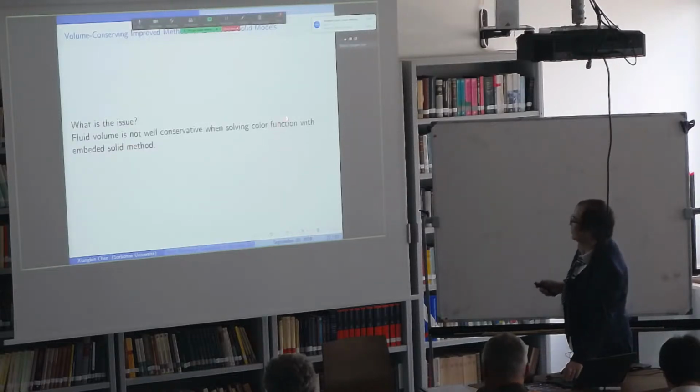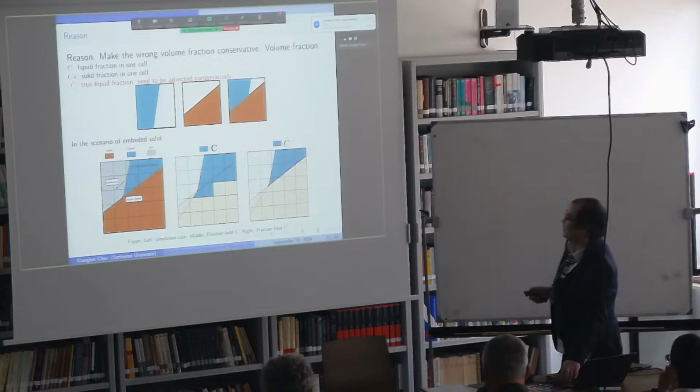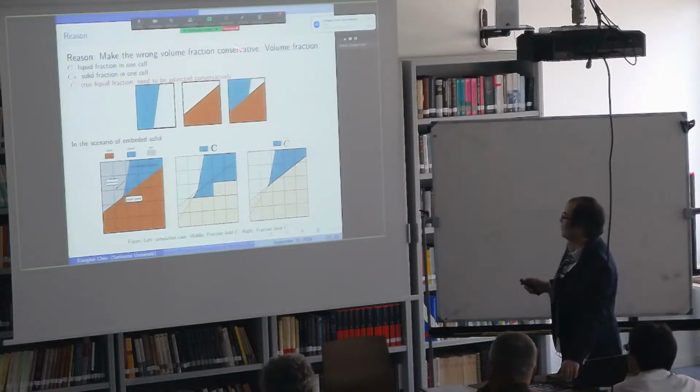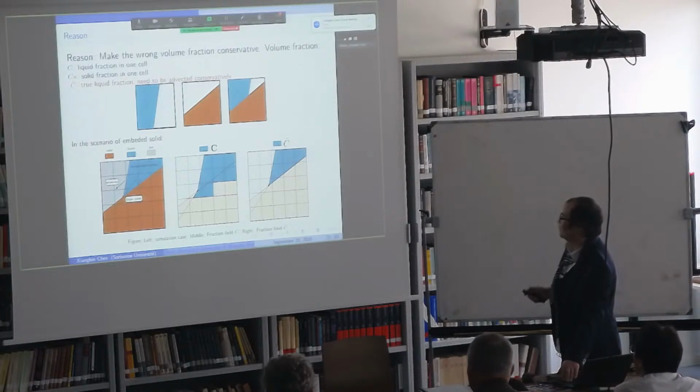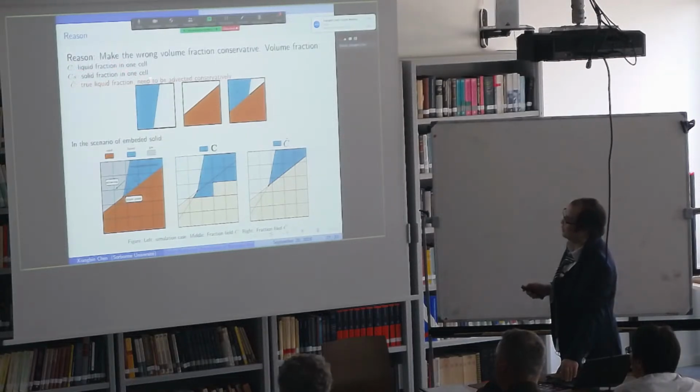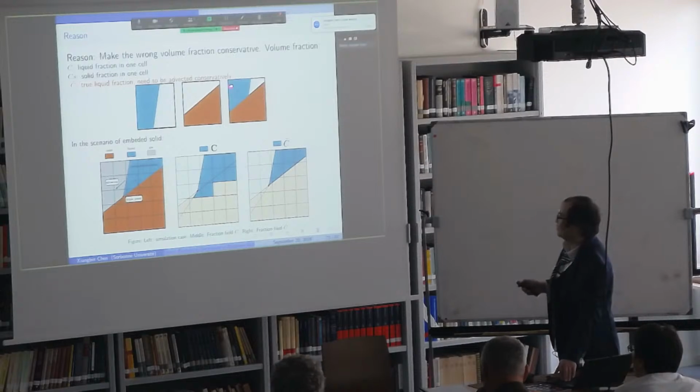So the volume is not conservative when using the embedded solid model, and the reason is that we make the wrong foam fraction conservative. What I mean is that first I introduce the foam fractions. We have three: C is the normal foam fraction that the original method wants to make conservative, and C_S is the foam fraction of the solid.